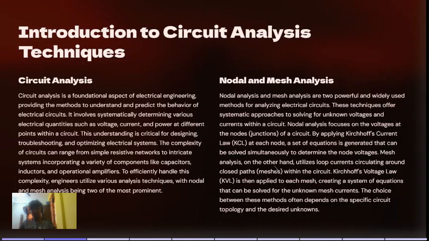determine the node voltages. Mesh analysis, on the other hand, utilizes loop currents circulating around closed paths, meshes, within the circuit. Kirchhoff's voltage law is then applied to each mesh, creating a system of equations that can be solved for the unknown mesh currents. The choice between these methods often depends on the specific circuit topology and the desired unknowns.